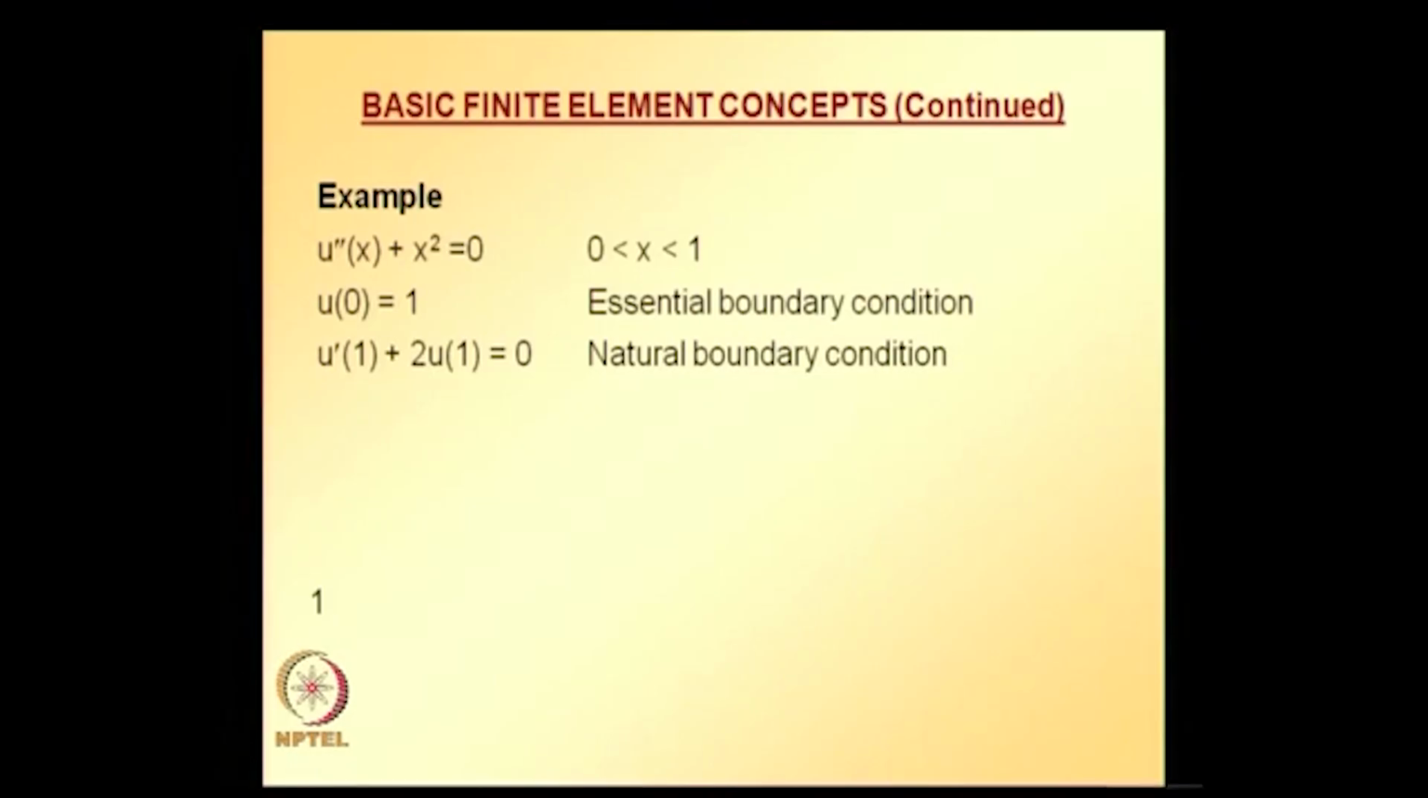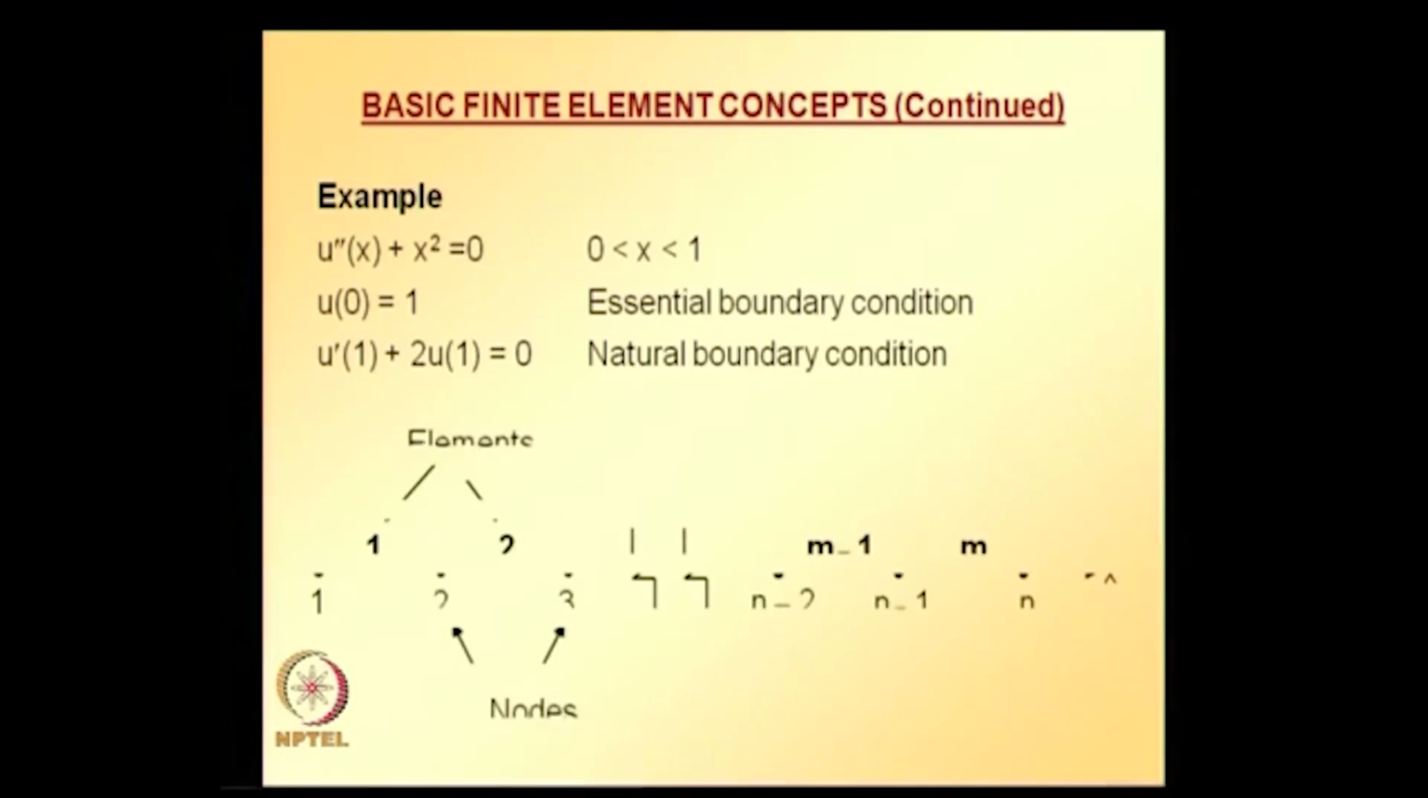This second order differential equation, this problem we have solved earlier. You require two boundary conditions. The two boundary conditions given, one is essential, another is natural boundary condition. And to solve this problem using finite element method, what we need to do is, we need to discretize the problem domain. The problem domain is 0 to 1, divided into m number of elements and n number of nodes.